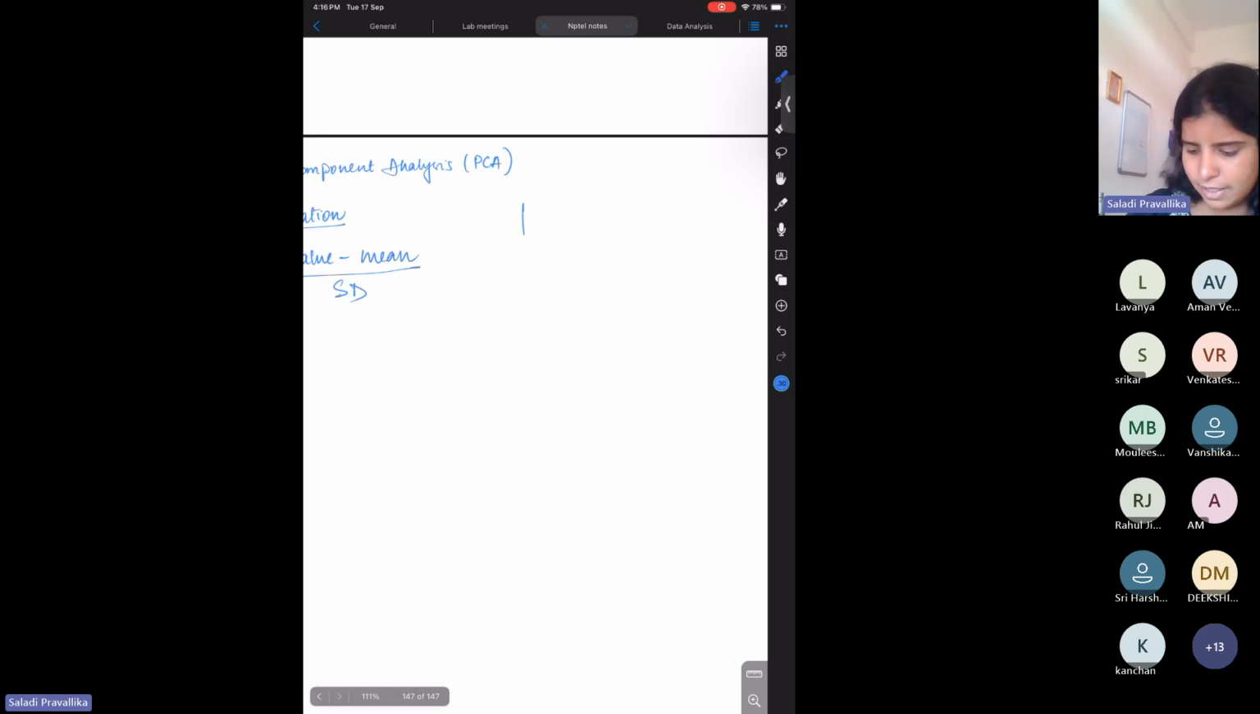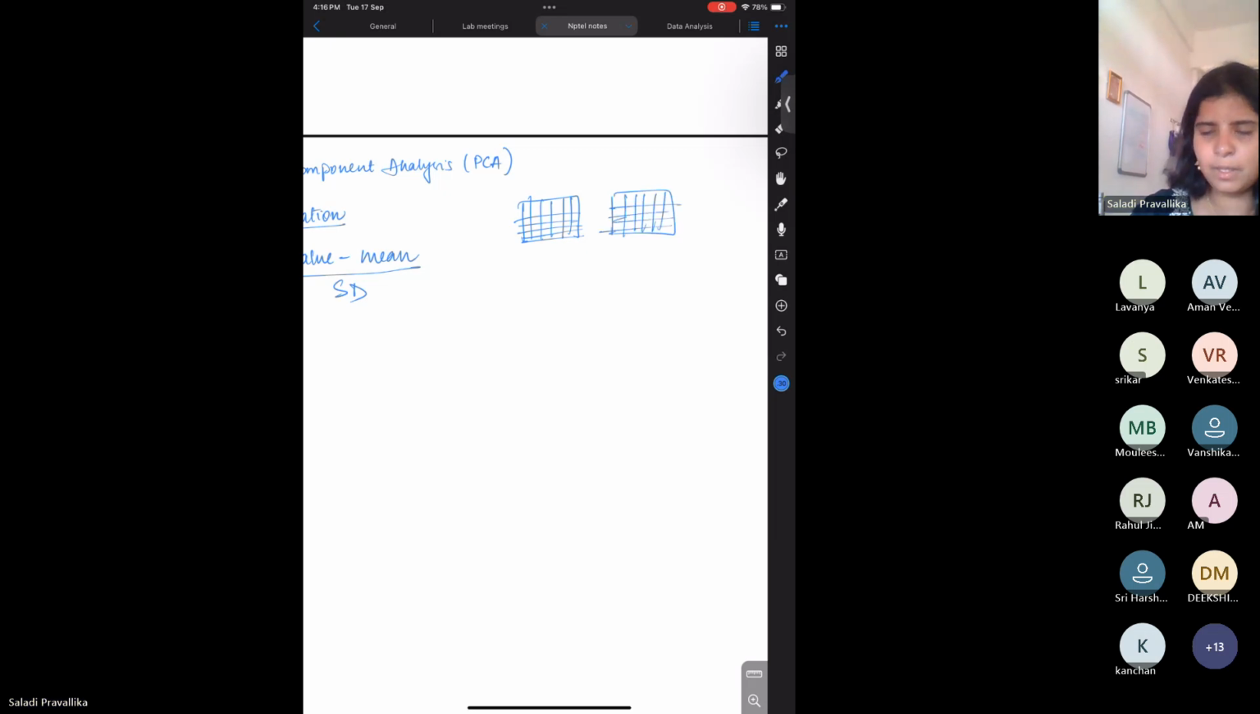Let us say this is image one, and this is image two. I take one pixel box, maybe it is having some x dash. I remove the mean of it and then divide it by the standard deviation. So I do that for each and every box. Okay. So this is for images that I'm talking about.